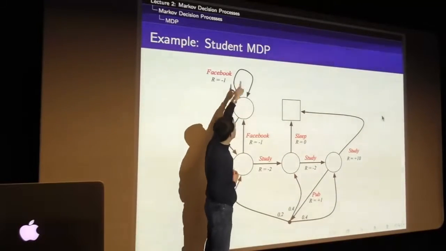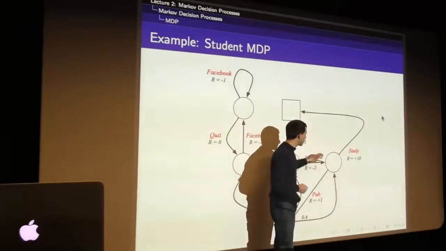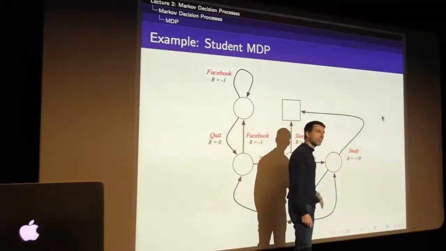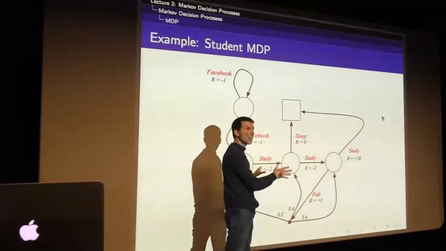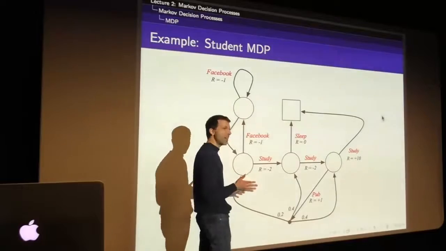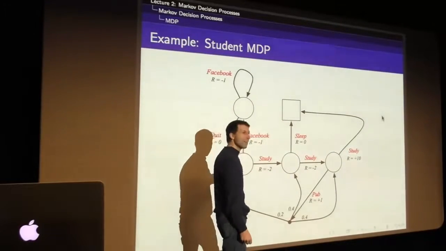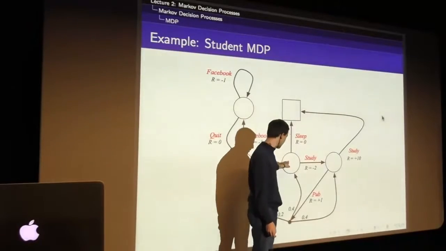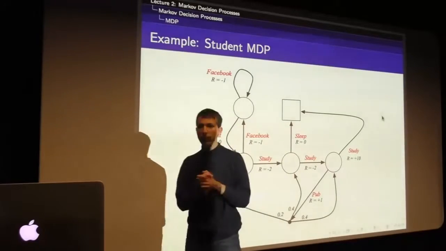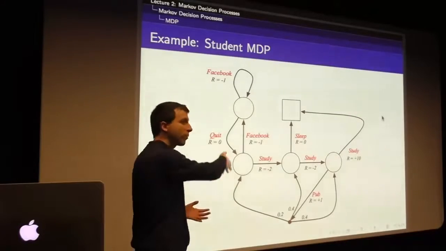When you're on Facebook, you can choose to do it again, or you can choose to quit. You can choose to go to sleep here or to study again. You can choose to study again, or you can choose to go to the pub. If you choose to go to the pub, that's the only place now that there's any randomness. Who knows what might happen? Maybe you'll drink one or two beers, not quite sure. So now there's some probability that you'll end up going back to class 1, class 2, or even class 3. So there's a lot more control that you can exert now over your path through this MDP.